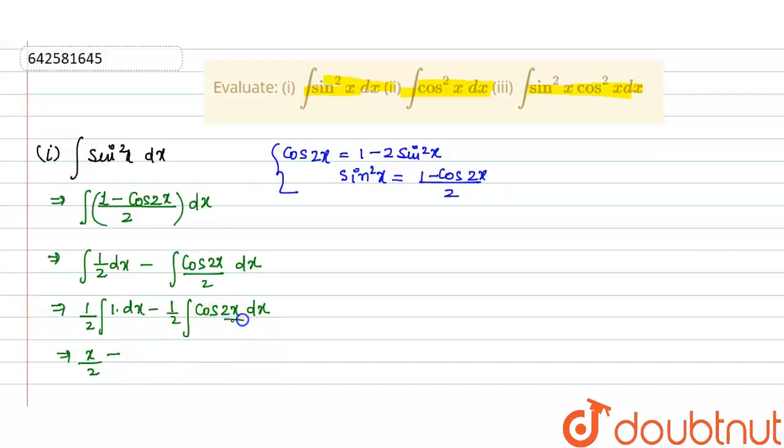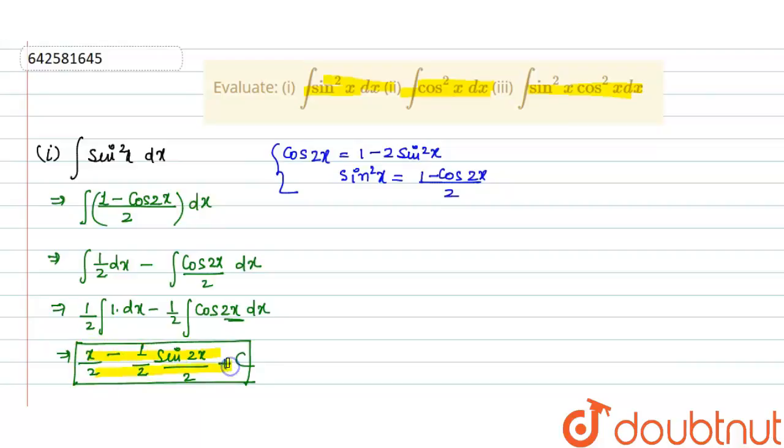and here 2x, according to chain rule, we will differentiate 2x again, so we get the integration of cos 2x is 1 upon 2 sin 2x, upon 2 plus c. This is the answer of integration of sin square x.